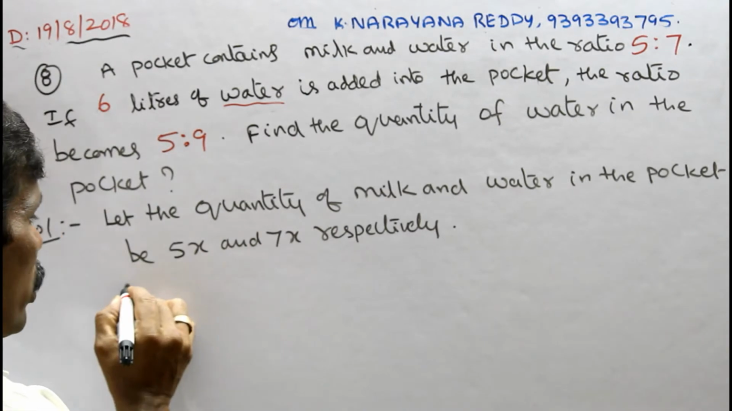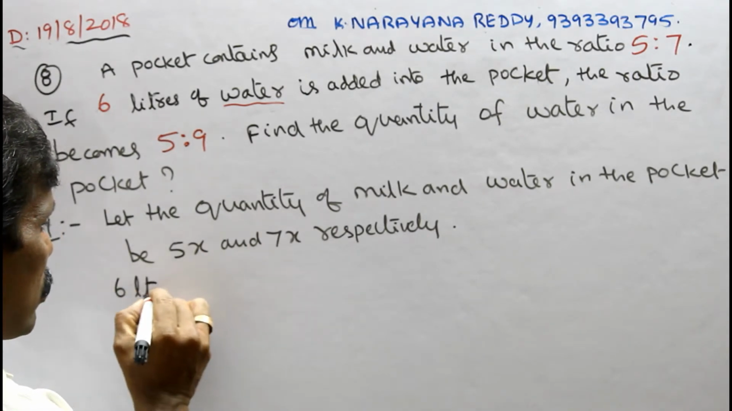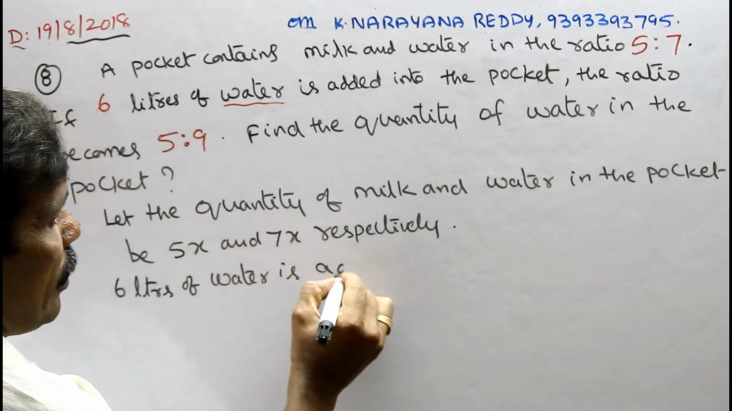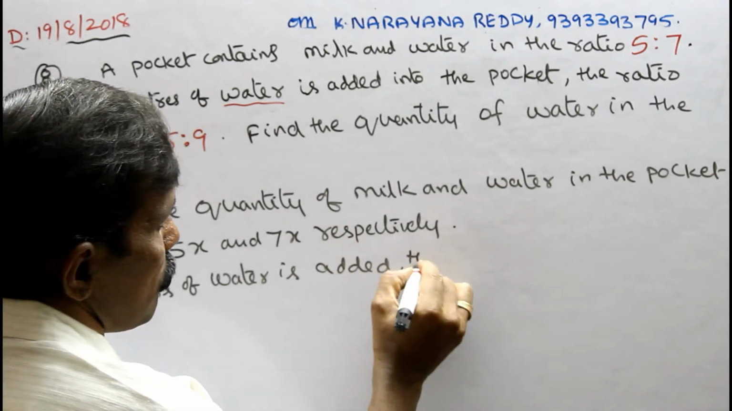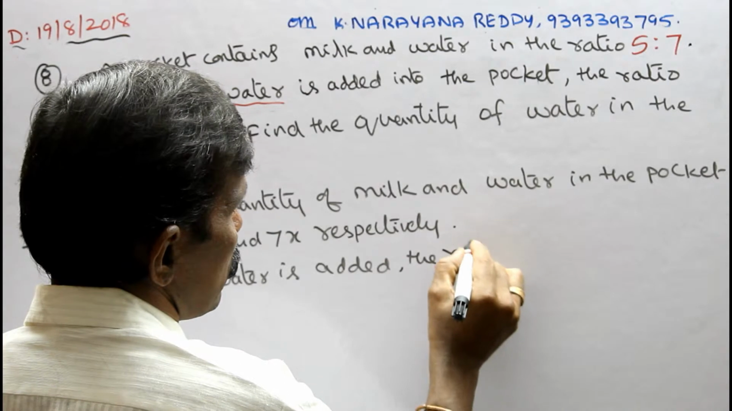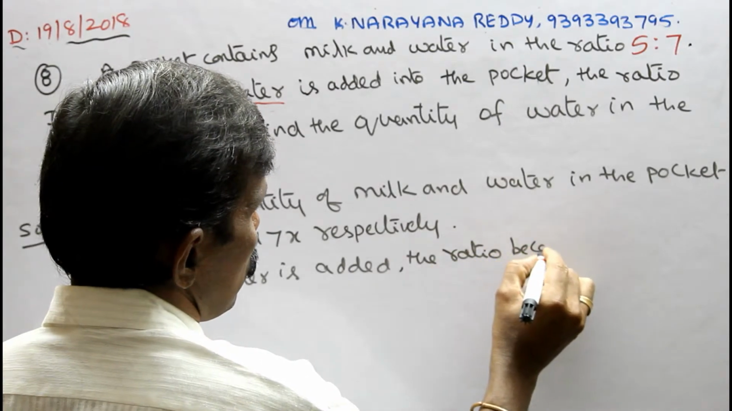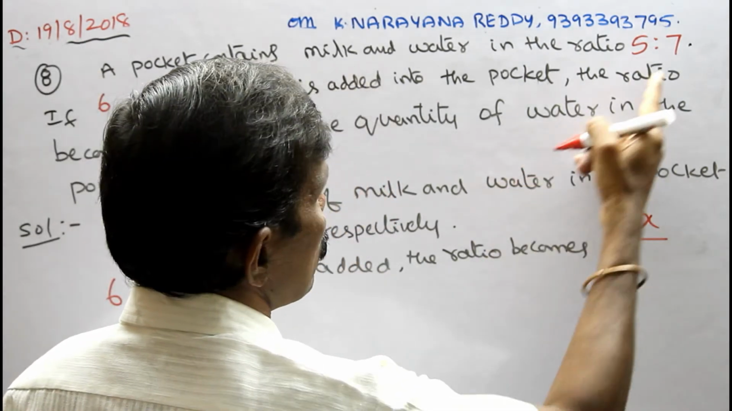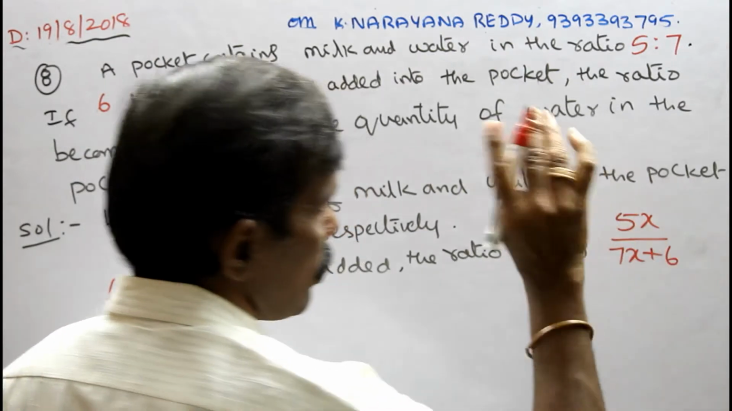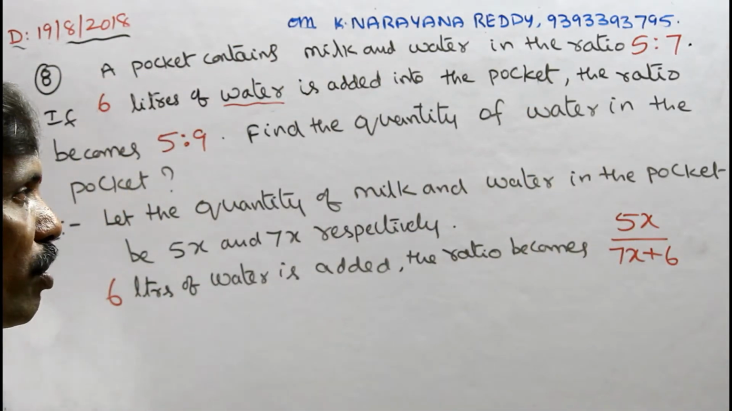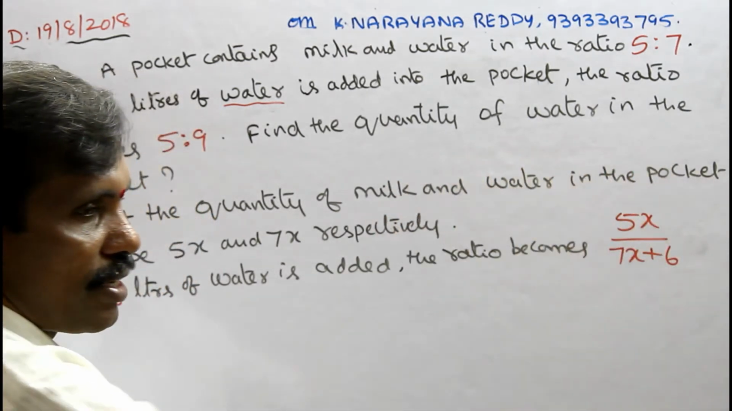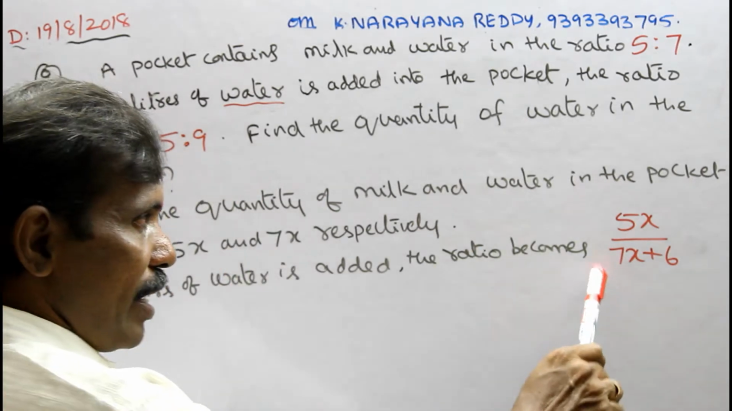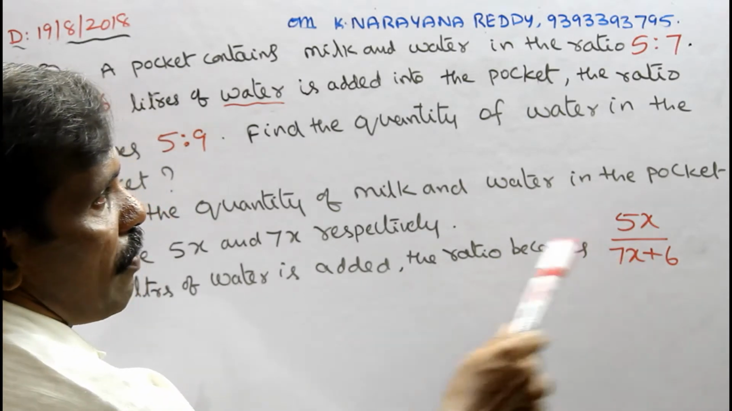Now, how much quantity of water is added? 6 liters of water is added. Then, the ratio becomes 7x plus 6. This is important. Whenever we get this plan, this idea, we can get the answer simply. So, ratio is nothing but a fraction. Yes or not? But you are adding 6 liters of water to the quantity of 7x.